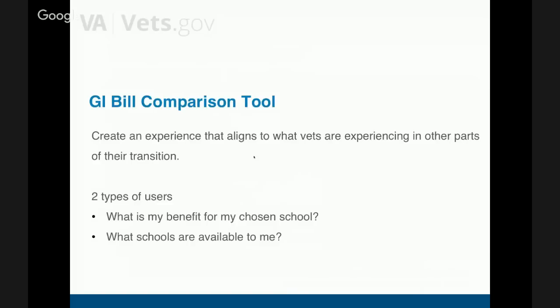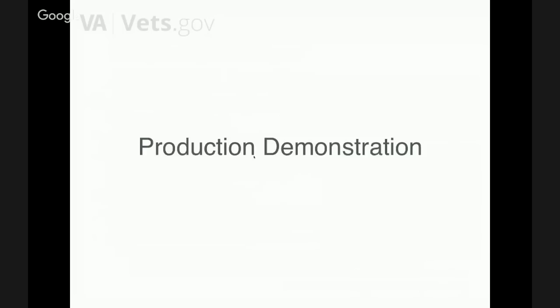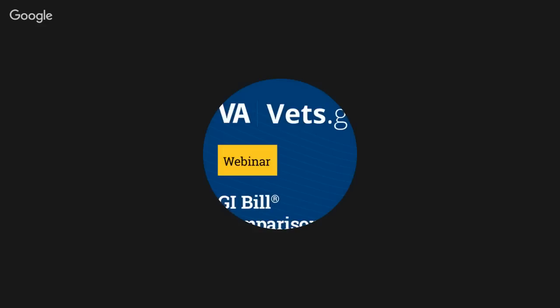We built the tool for essentially two primary user groups. One is those users looking for specific information about a school that they're already attending or are already planning to attend. And the second group being users browsing for more generalized information as they negotiate the decision-making landscape that includes what school to attend. So with all of that background, let's go ahead and take a look at the GI Bill comparison tool.